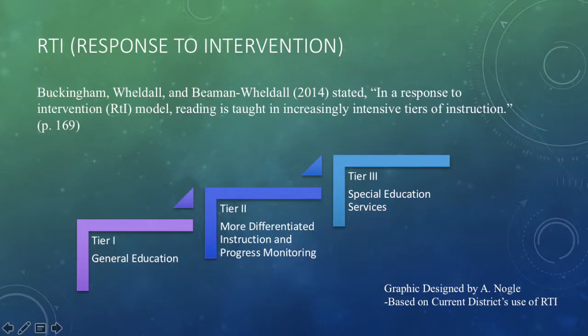RTI, or response to intervention, is a model where reading is taught in increasingly intensive tiers of instruction. Tier 1 would be general education in a large group setting. Tier 2 has more differentiation and progress monitoring in a smaller group setting. And Tier 3 is when a student is receiving special education services.